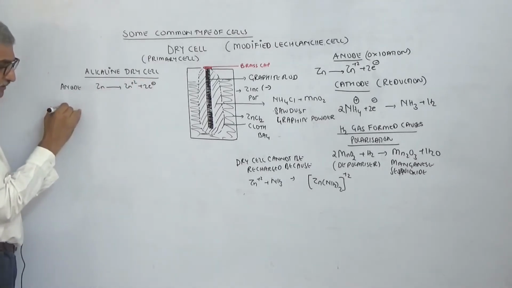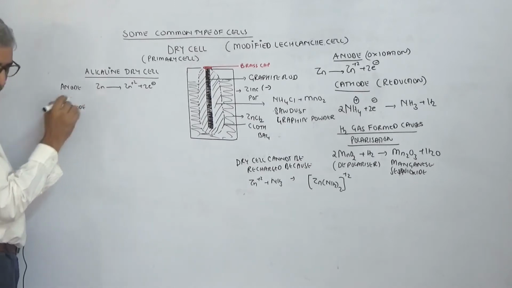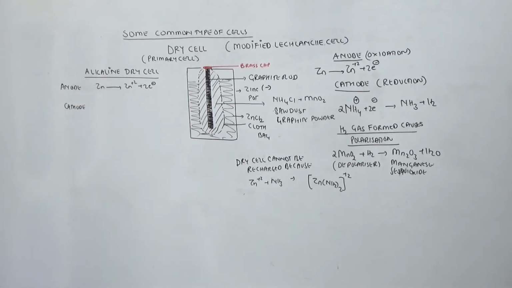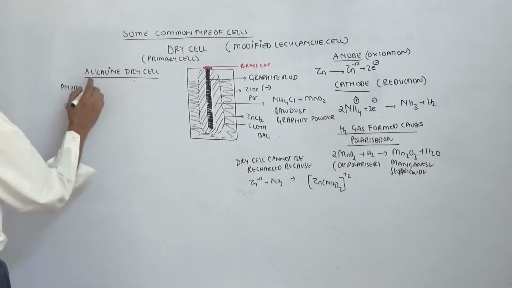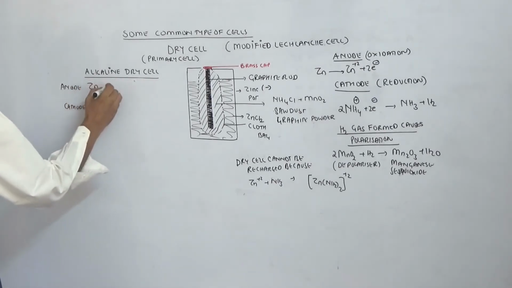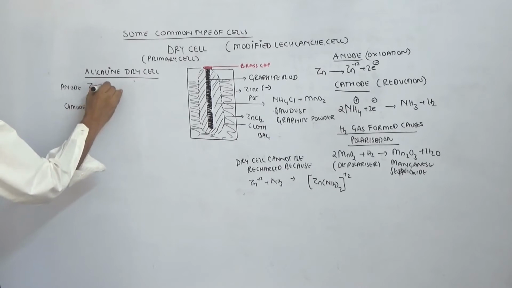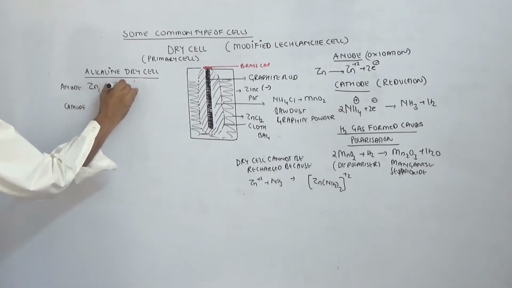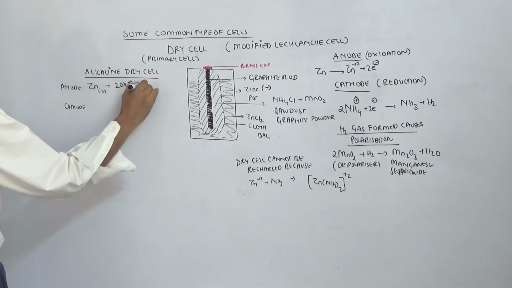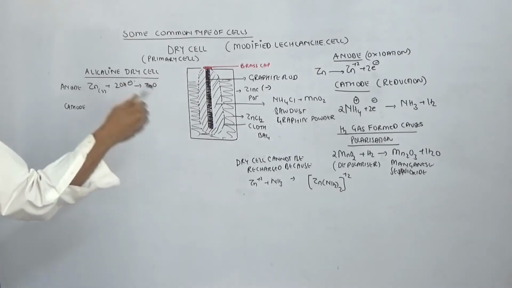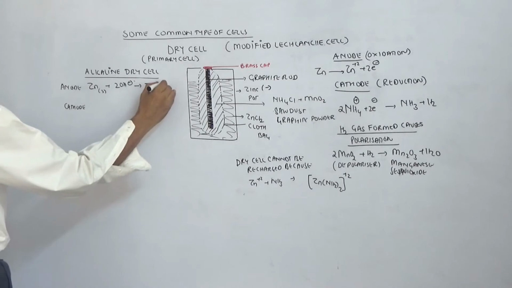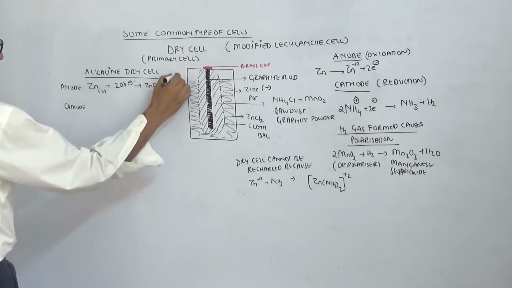But at the cathode, what happens is you have the manganese dioxide. See, it's something like this. Zinc, you have NaOH. Zinc solid plus 2OH minus aqueous forms ZnO, zinc oxide, plus H2O plus 2 electrons.